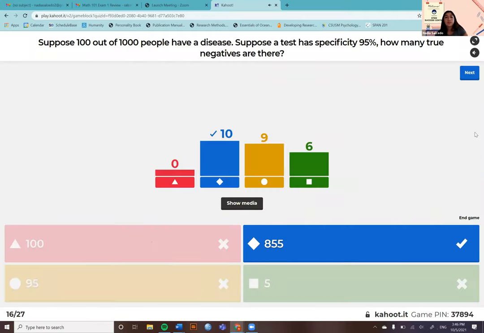All right, so we did get some mixed answers, so I'm gonna go ahead and go over this one. Suppose 100 out of 1,000 people have a disease. Suppose the test has a specificity of 95%. How many true negatives are there?